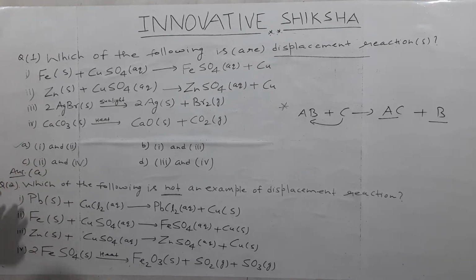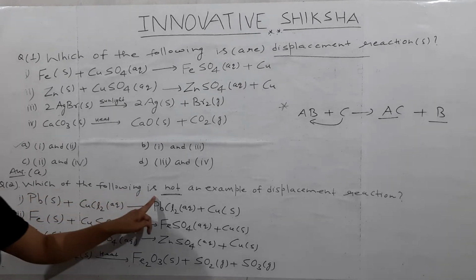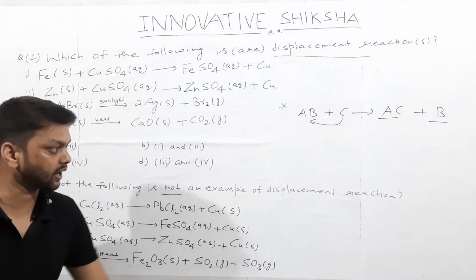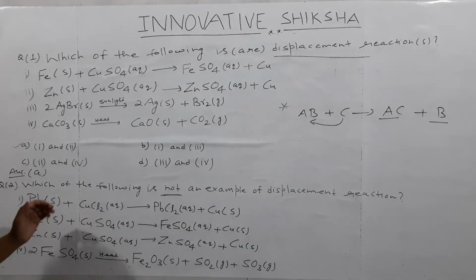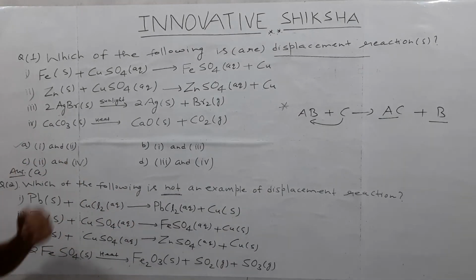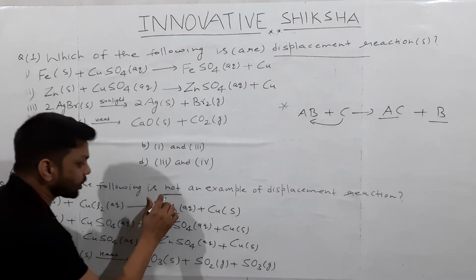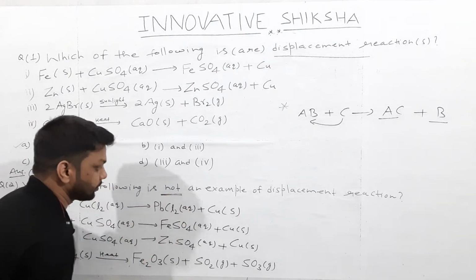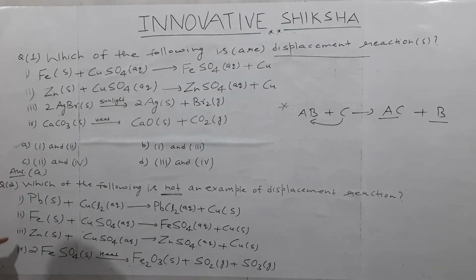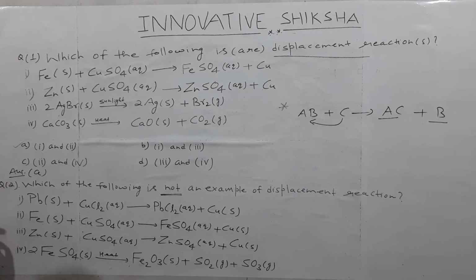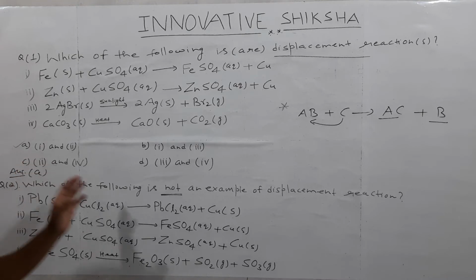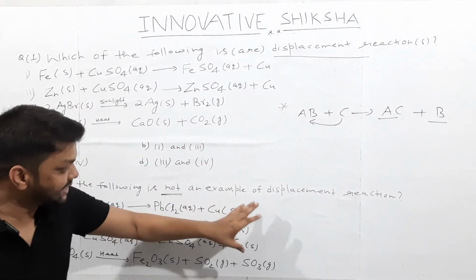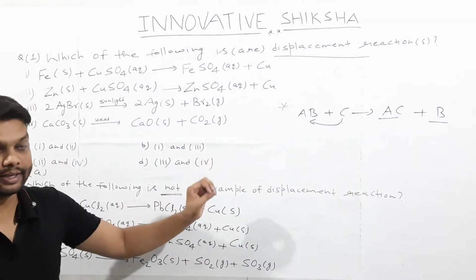Okay, let us come to the next question. The next question says, which of the following is not an example of displacement reaction? So in these equations you have to choose which is not an example of displacement reaction. Please focus on this word not, right? So you have four options. Out of these four options, one option is correct, which is not an example of displacement reaction. If you have understood this concept, you can very easily solve these questions, right?